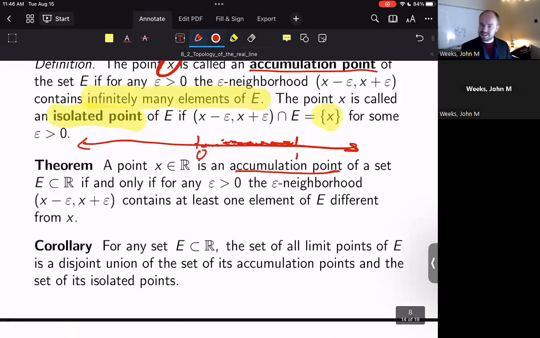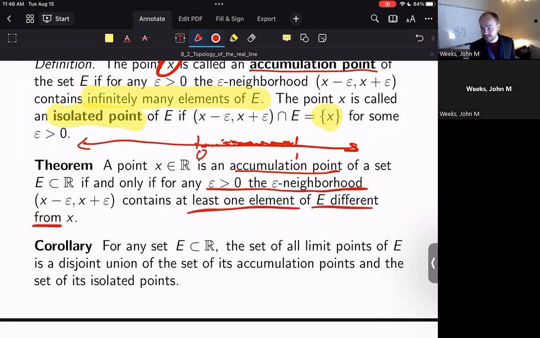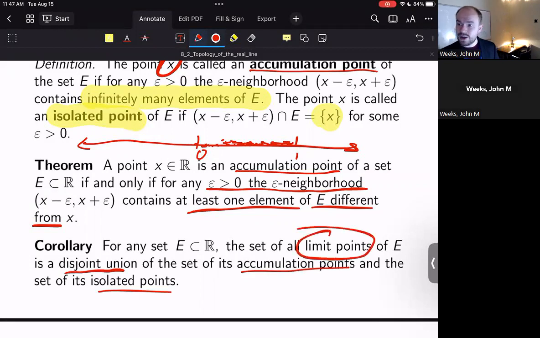And that's exactly what our theorem is saying: something is an accumulation point if and only if, for any epsilon that you choose, you still have one element of E that's different from x. You still have something that is not the point x inside of that epsilon neighborhood. Because if you don't have that, you're looking at the natural numbers, and that's more of an isolated point rather than an accumulation point. Now, the corollary of this is that the set of all limit points is the disjoint union of the set of its accumulation points and its isolated points. Notice that this is all limit points, not just points of the set itself, but also those on the boundary of the set. Those can be broken up into accumulation or isolated points as well.